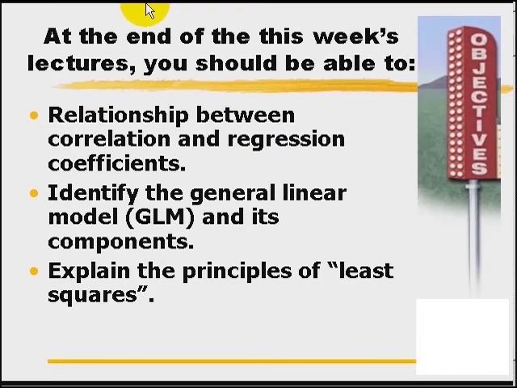At the end of the last time, we talked about the relationship between correlation and the regression coefficients and the similarity between correlation and regression. We identified the general linear model and its components, namely the intercept, the regression coefficient, and the error. We discussed the principles of least squares, which was basically looking at the relationship between the average or the slope and each individual person's score, taking the square of that difference in the regression equation, then minimizing that difference in order to calculate the linear regression line.